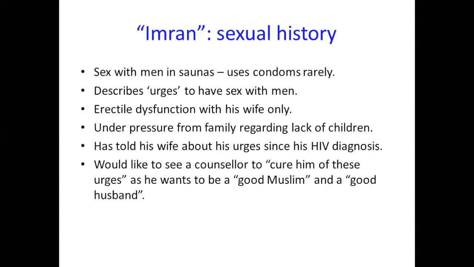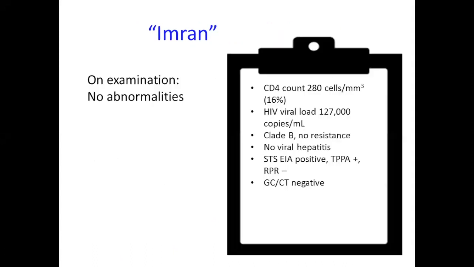He also said that he'd been having sex with men in saunas and used condoms rarely, and he described urges to have sex with men, and his history of erectile dysfunction was only with his wife. He also described a lot of mental stress from pressure from her family regarding their lack of children. Since his diagnosis, he had been speaking to his wife about his urges to have sex with men, and he requested in clinic to see a counsellor to cure him of these urges, as he wanted to be a good Muslim and a good husband.